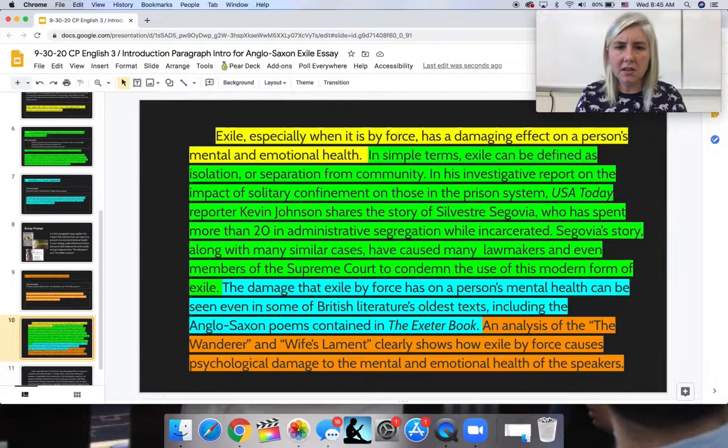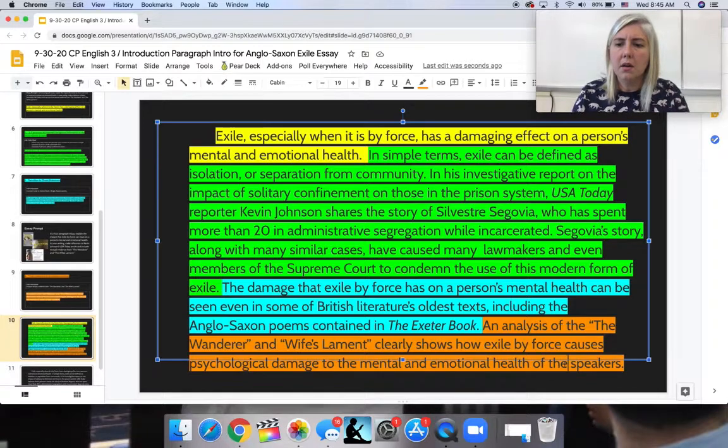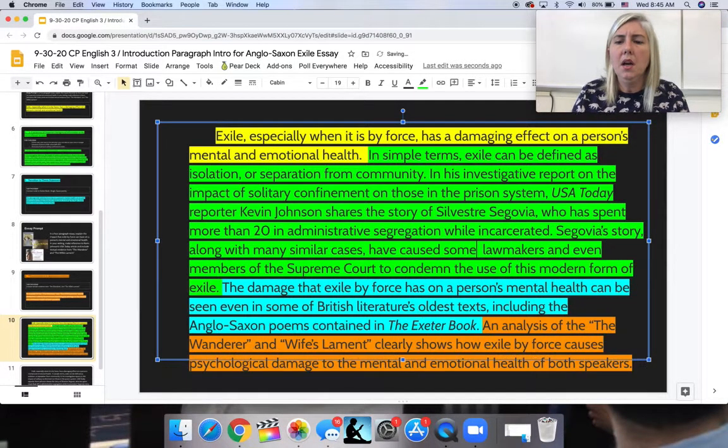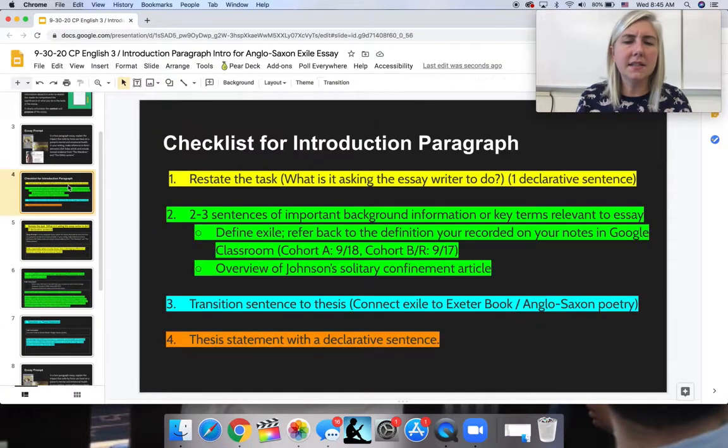This right here is what this paragraph looks like. I changed this word before, and I changed this too. This shows you how these are all working parts of a larger introduction paragraph, and it's doing all of the things I said should happen in this checklist.